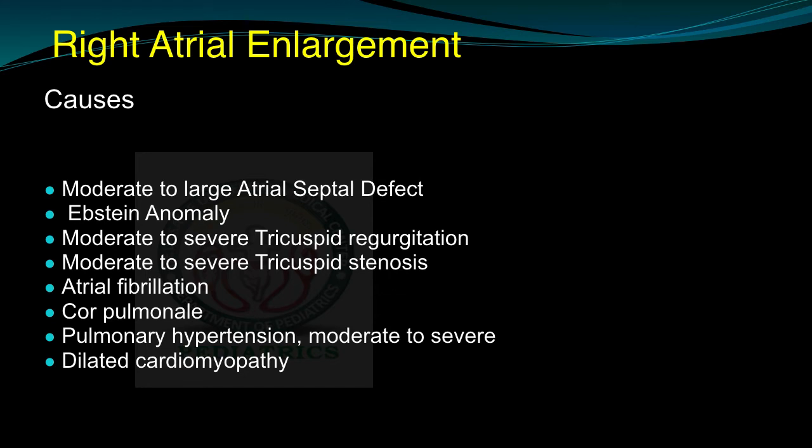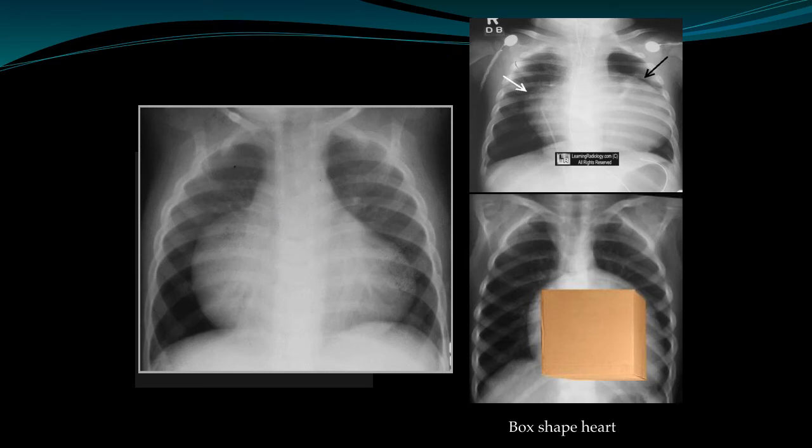Okay, this slide shows you the box-shaped heart, typical of your Ebstein anomaly. Take note of the large right atrium and also the uplifted apex of the heart.